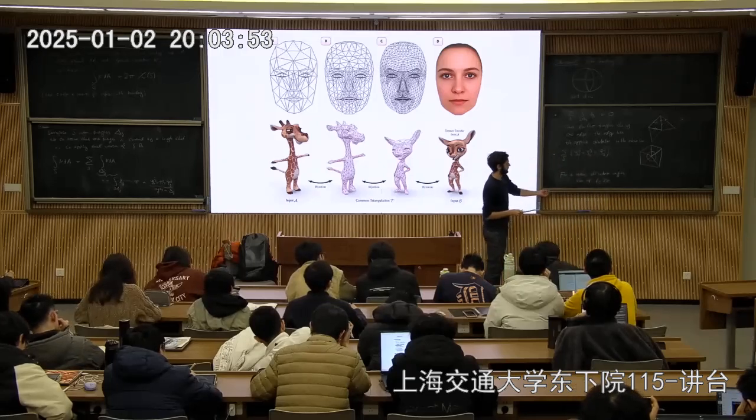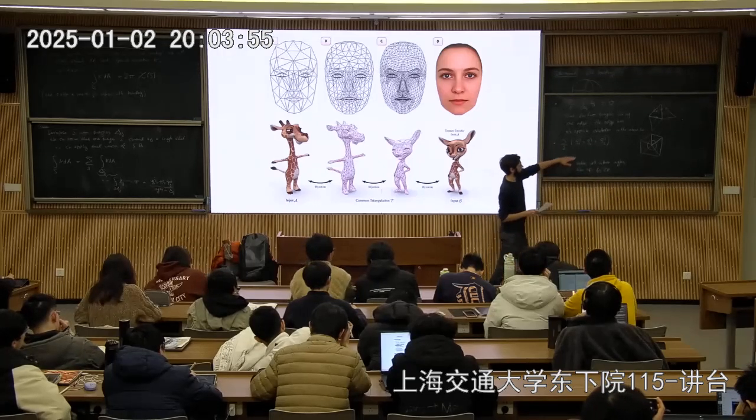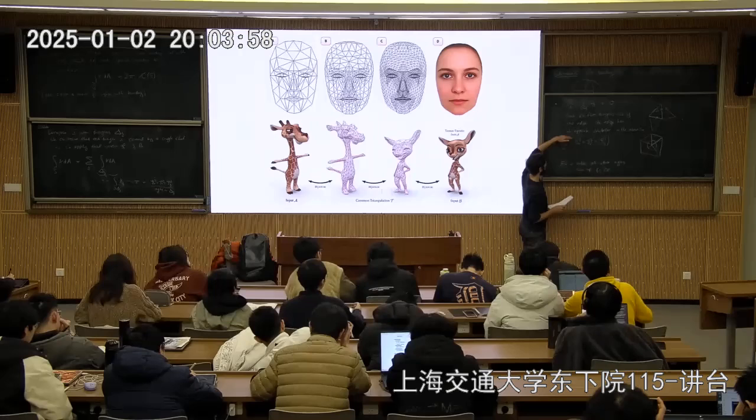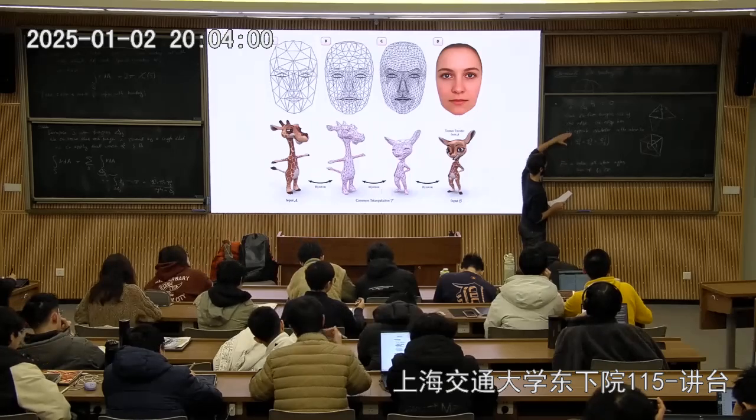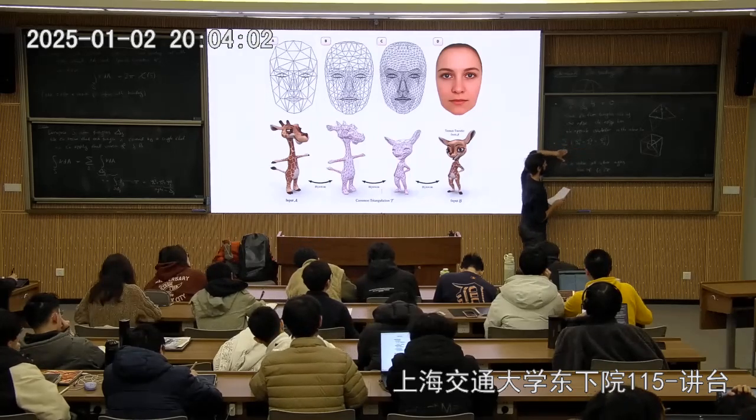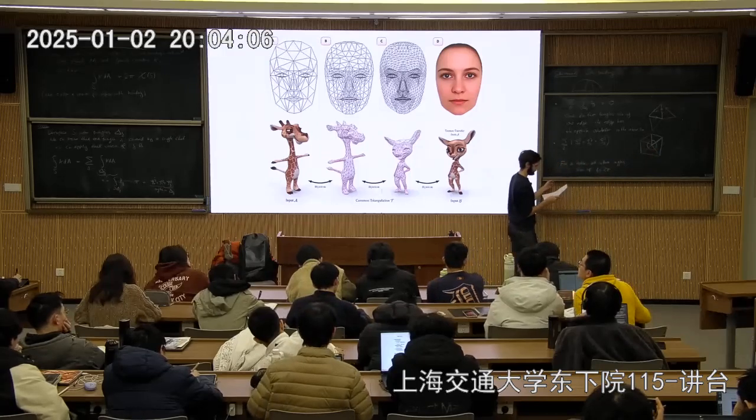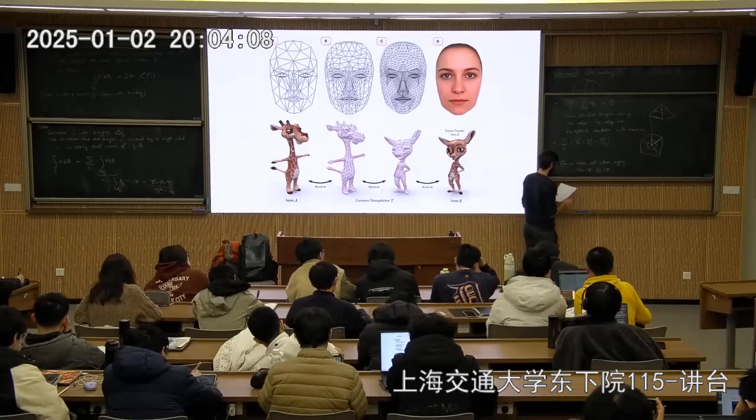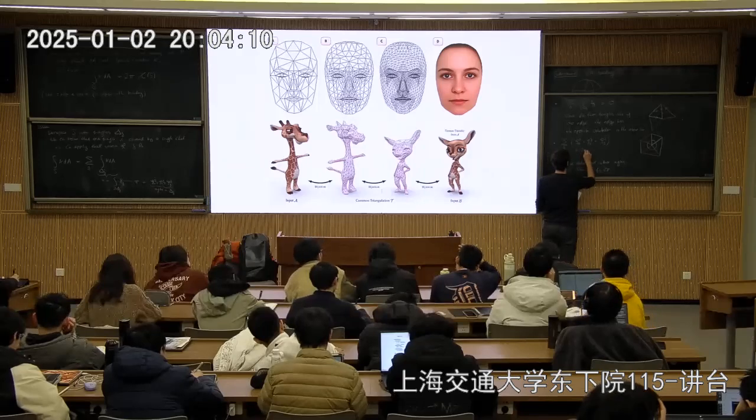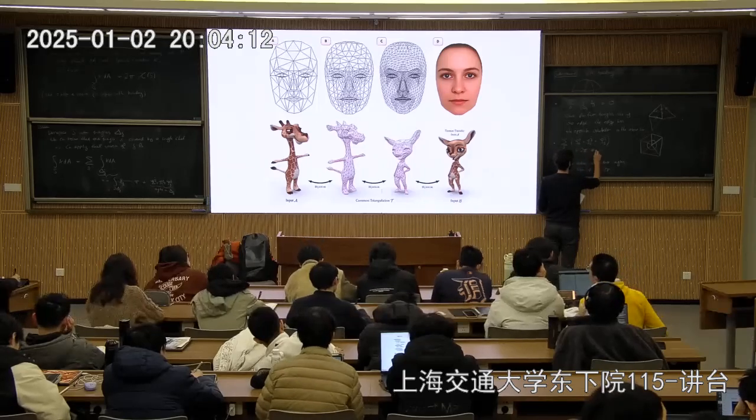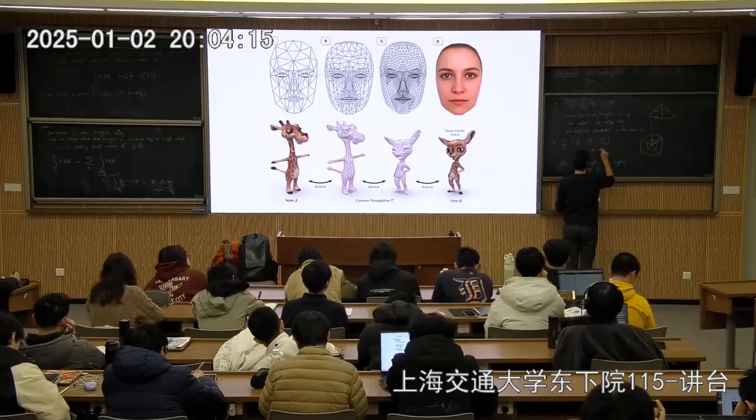So if you have a vertex, the idea here is that instead of taking the sum over all triangles, we just take the sum over all vertices, and then we get 2 pi every time. So what we end up with is 2 pi times the number of vertices.